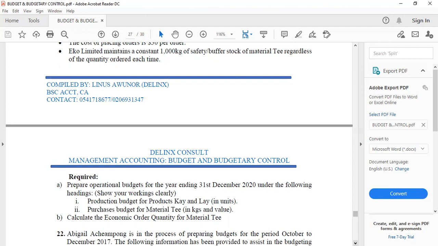Okay, the B is not for MA, it's for FM. MA, they are no more doing working capital management. So that is for FM, economic order quantity. So it's not part of the MA syllabus. What I want us to do is the production loss and those kind of things.